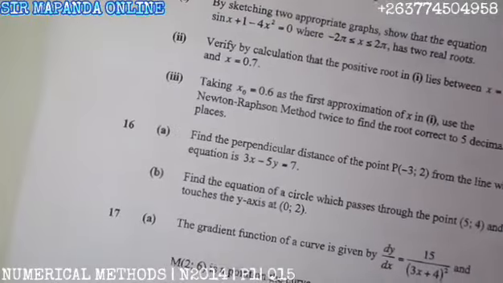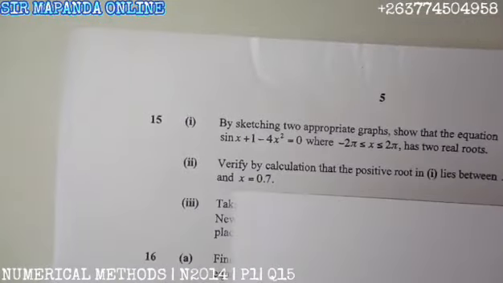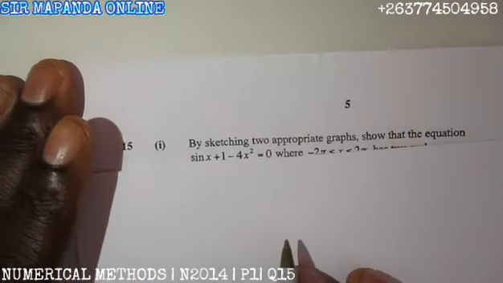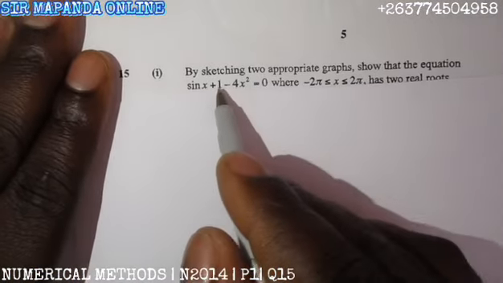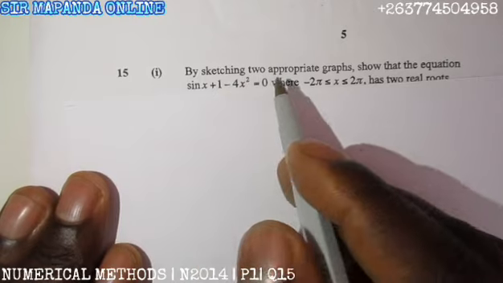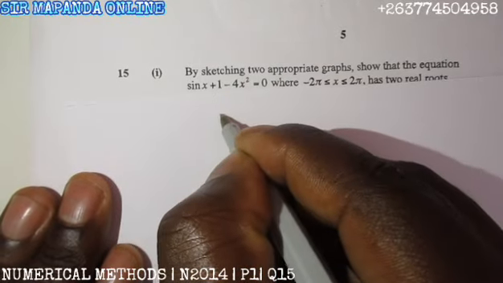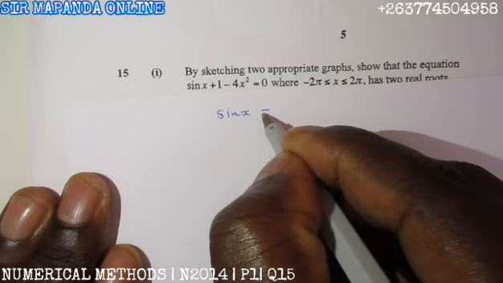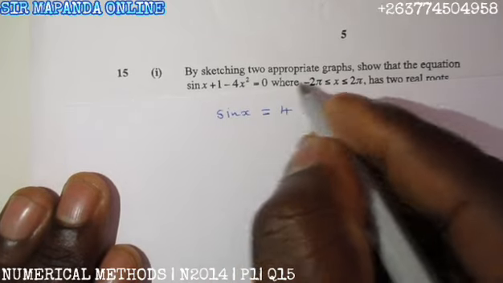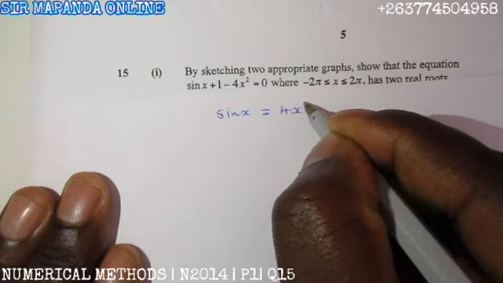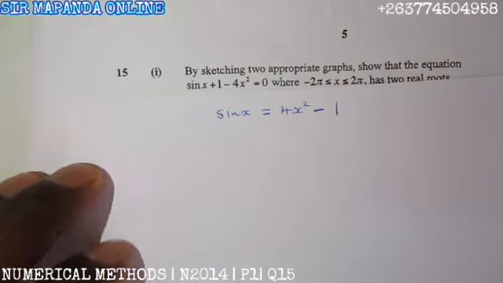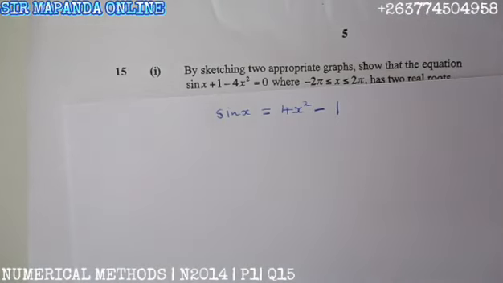So the two graphs must be plotted on the same Cartesian plane, but what you need to do is move 1 and 4x² to the right side. So you get sin x equals, minus 4x² becomes positive 4x², then plus 1 becomes minus 1, something like this.